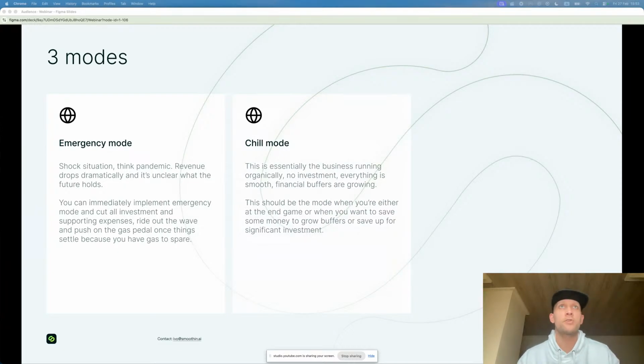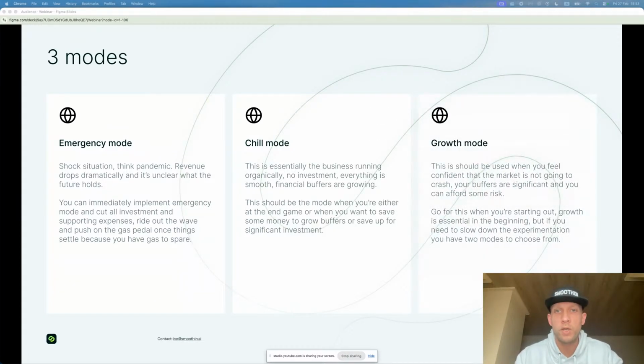Then you have what I call chill mode. This is the mode where the business is running organically. Not much is being done in terms of investments. Everything is smooth. Financial buffers are growing. This should be the mode where you're either at the end game or where you want to save some money and grow buffers to invest in something else, right?